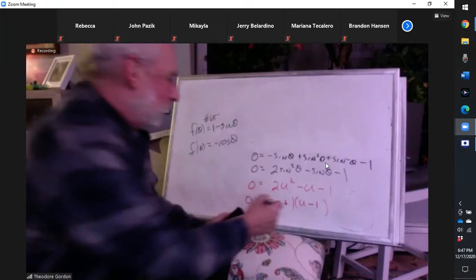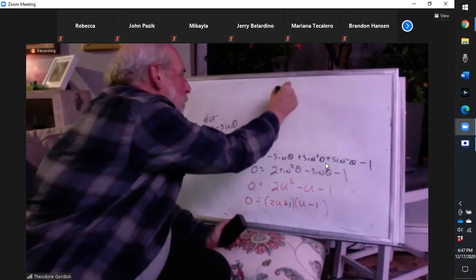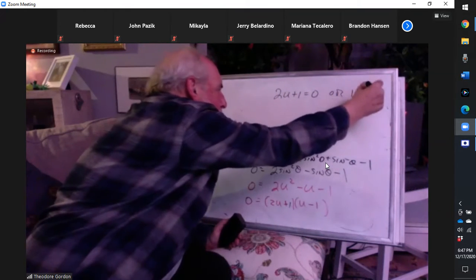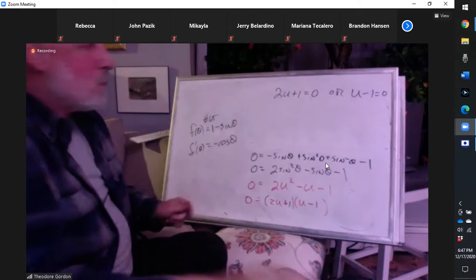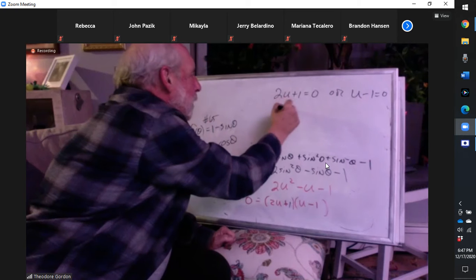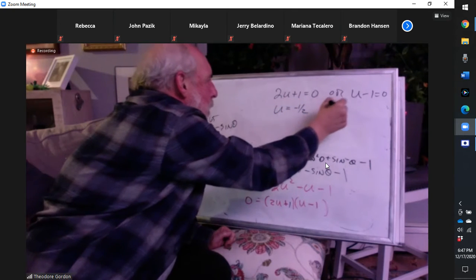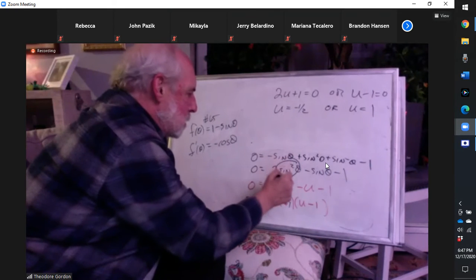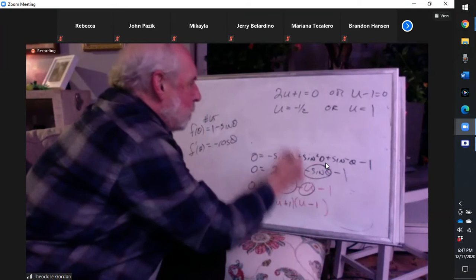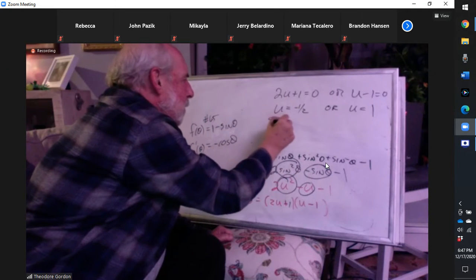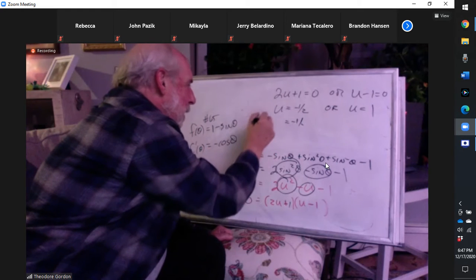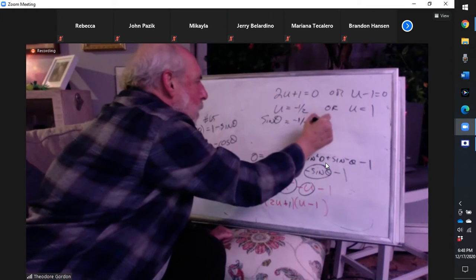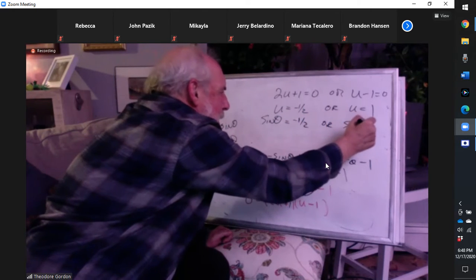So looking at that, this should be a 1. Now we have 2u plus 1 is equal to 0, or u minus 1 is equal to 0. So this says that u is equal to negative 1/2, or u is equal to 1. And what we did, we let the sine be u. So we're looking for sine of theta is equal to negative 1/2, or sine of theta is equal to 1.